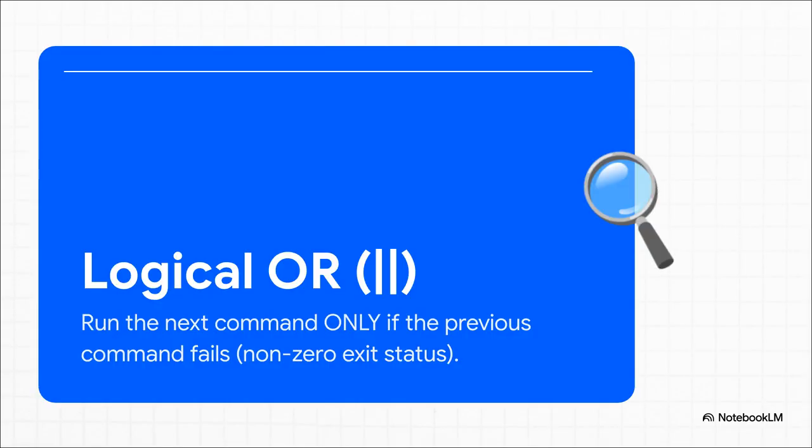Okay, so double ampersand handles success. But what about when things go wrong? Well, that's where the logical or, the double pipe, comes in. You should think of this as your plan B. It tells the shell to run the next command only if the first one failed.